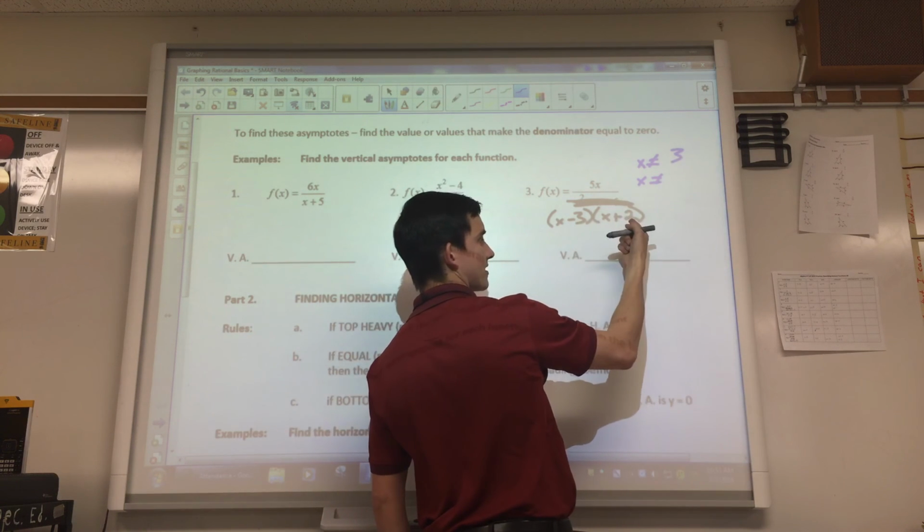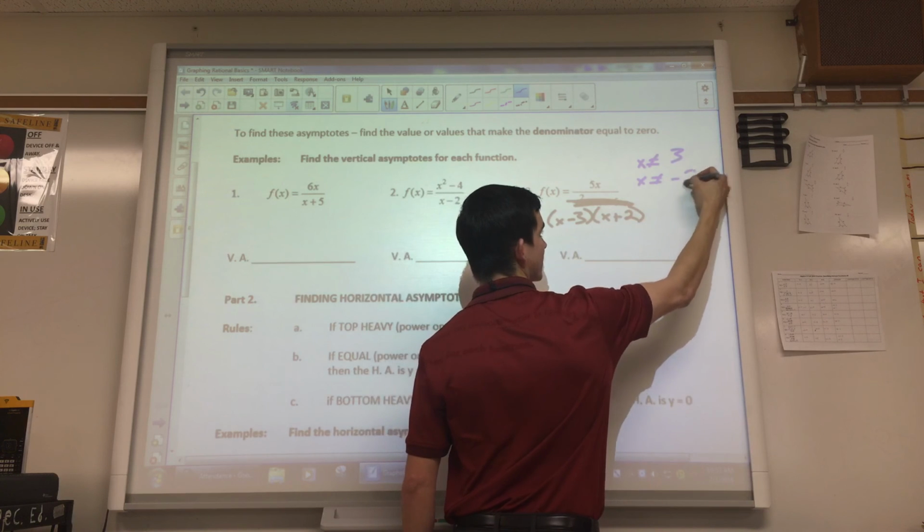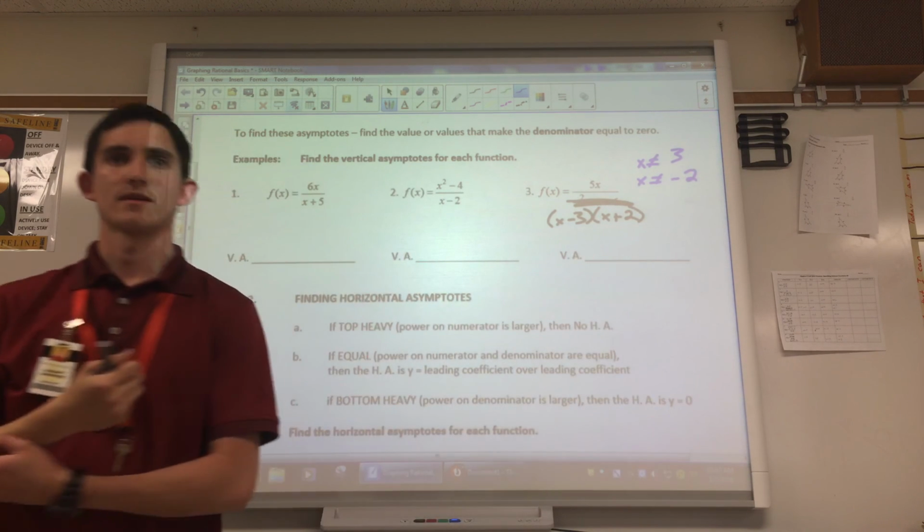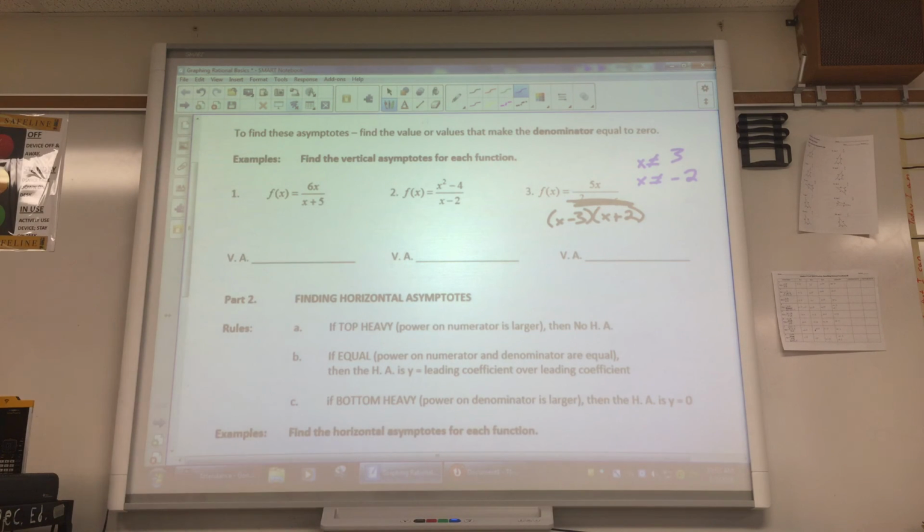X can't equal 3, and that's a positive 2, so x can't equal -2. Okay? Everybody good there? Those are my domain restrictions.